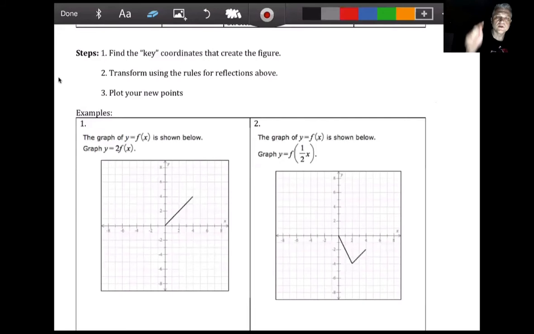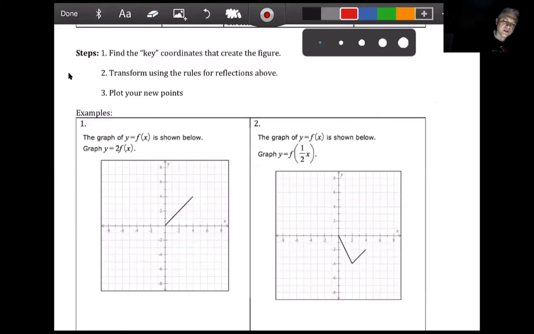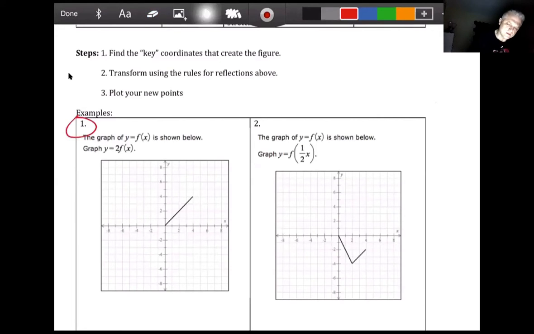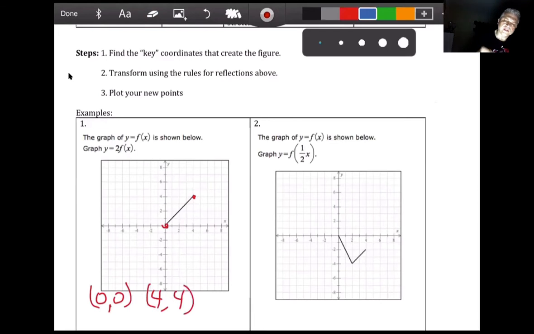So let's scoot down the page, and once again, same 3 steps. Step 1, find the key coordinates. So let's look at example 1. The key coordinates are the endpoints of my line segment. So we've got (0, 0). I'll just put them by color here, (0, 0). And then this guy over here is (4, 4). Okay, so let's look at what we're supposed to do to that.